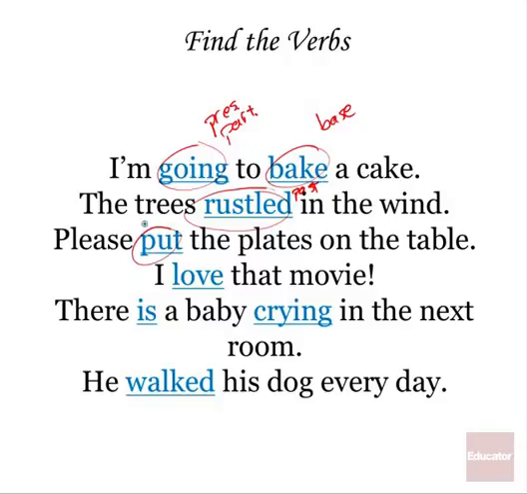Please put, base form, the plates on the table. I love that movie, base form. There is, to be is an irregular verb, but we'll say base form for this purpose. A baby crying, present participle, in the next room. And he walked his dog, past participle, every day.